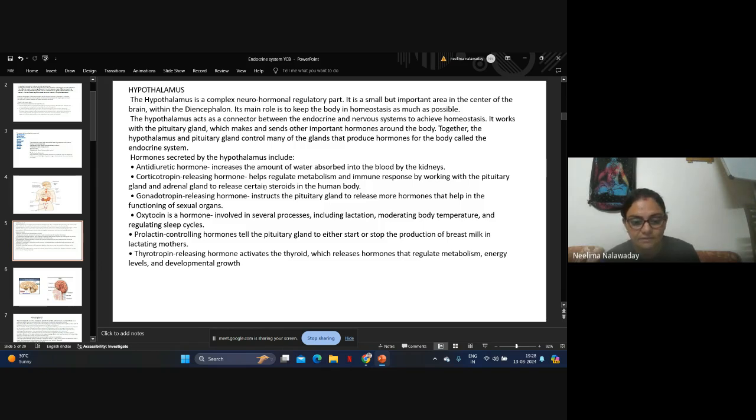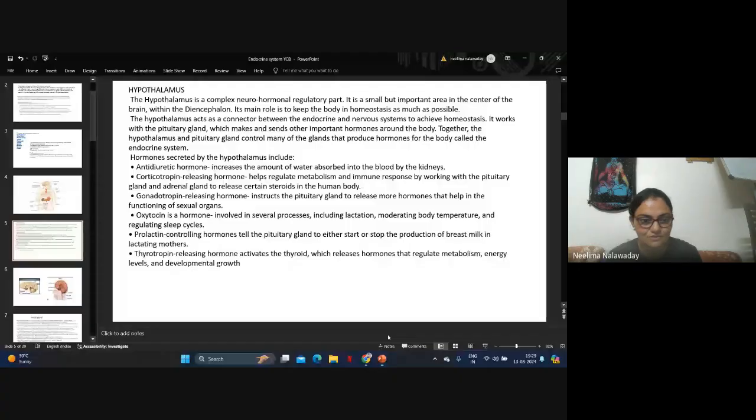So, is it clear? I hope it is clear. Initial mechanism is clear of endocrine system. Now we will see the pineal gland. The hypothalamus has major functions of controlling the pituitary and secretions of the pituitary. Then the pineal gland.